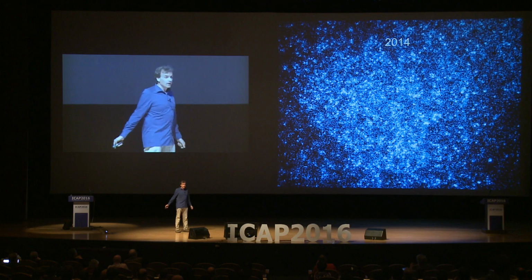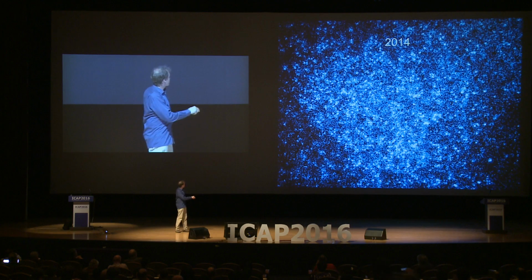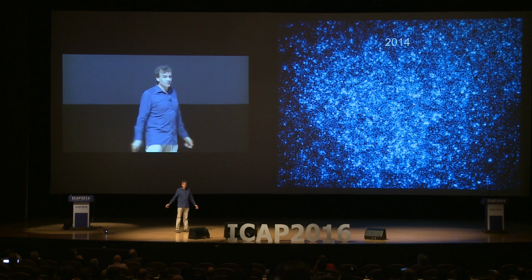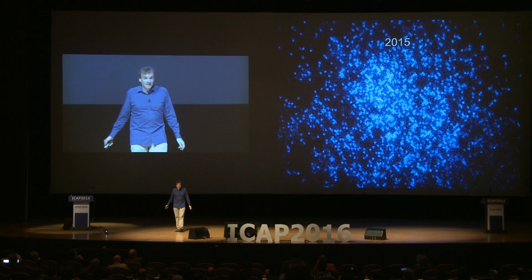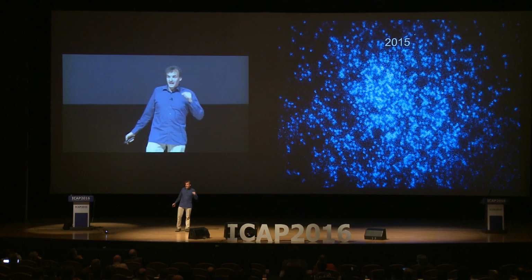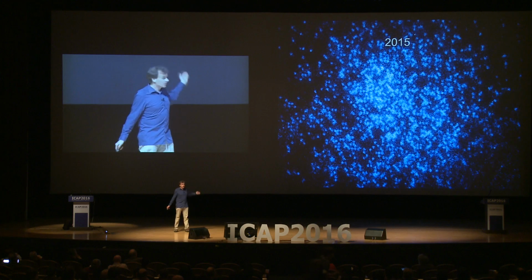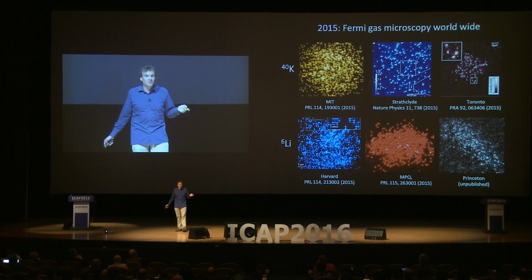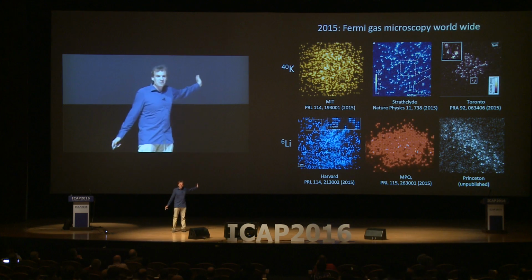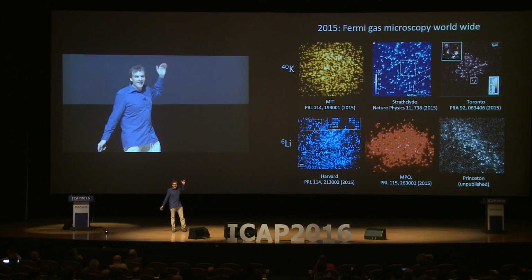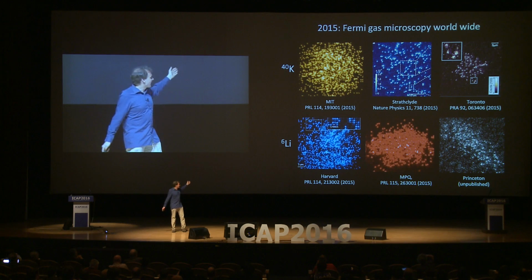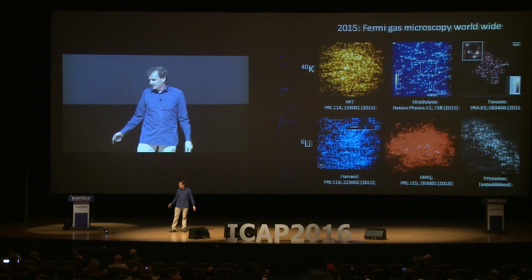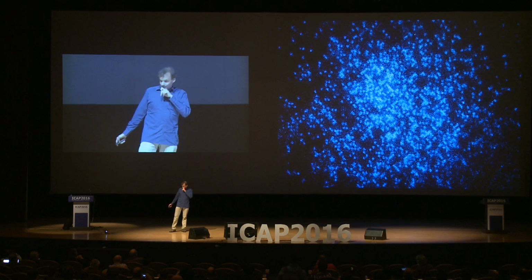In 2014, we had the first promising pictures. You can start to see individual atoms. Then a year later, we got it to work, and you can now see that each of the dots is exactly one atom. In fact, 2015 was really the year of fermionic quantum gas microscopes. There were 6 different microscopes all over the world that started to operate last year. So this is a really exciting time for this topic.